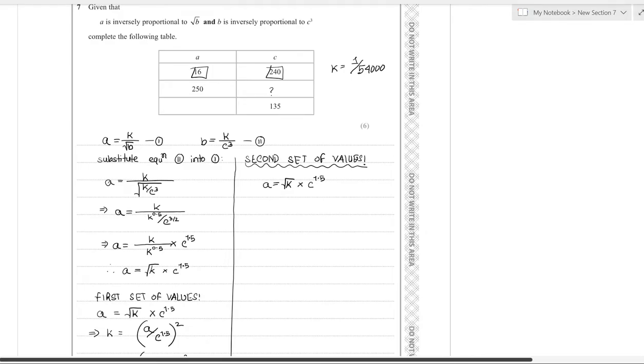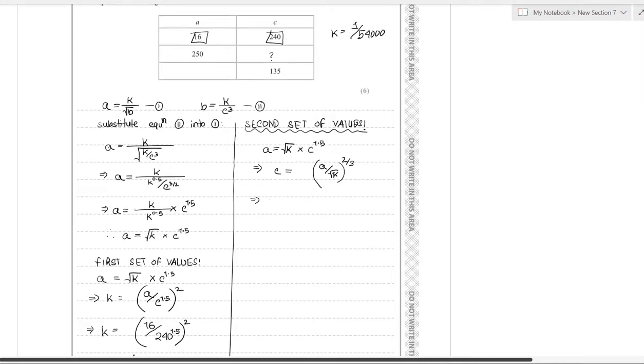1.5 basically means 3 over 2. So we are going to make c the subject, and it will be a over root k. Now the power on c was 1.5, that was 3 over 2. So whenever you invert 3 over 2 to the right hand side, it gets inverted, and the entire power would look like 2 over 3. Just the inverted version of 3 over 2 is 2 over 3.